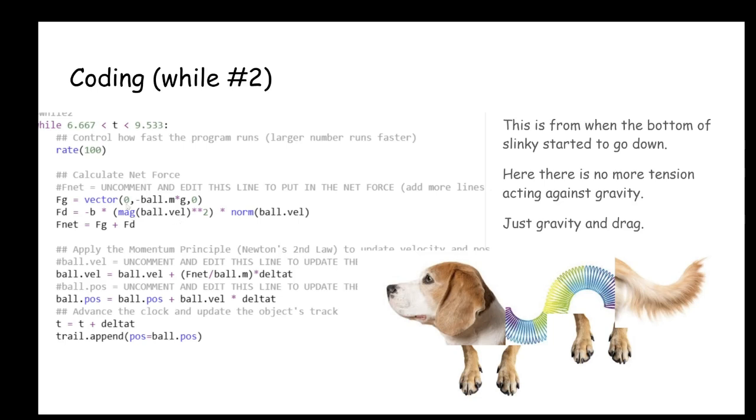So we get F net, force of gravity, force of drag. Here's our force of drag formula, and then we plug it into the velocity, and then we plug it into the position update formula. So this code basically was kind of ripped off from Lab 2, I think, where we did force of drag and projectile motion, but a lot of this was taken from that.